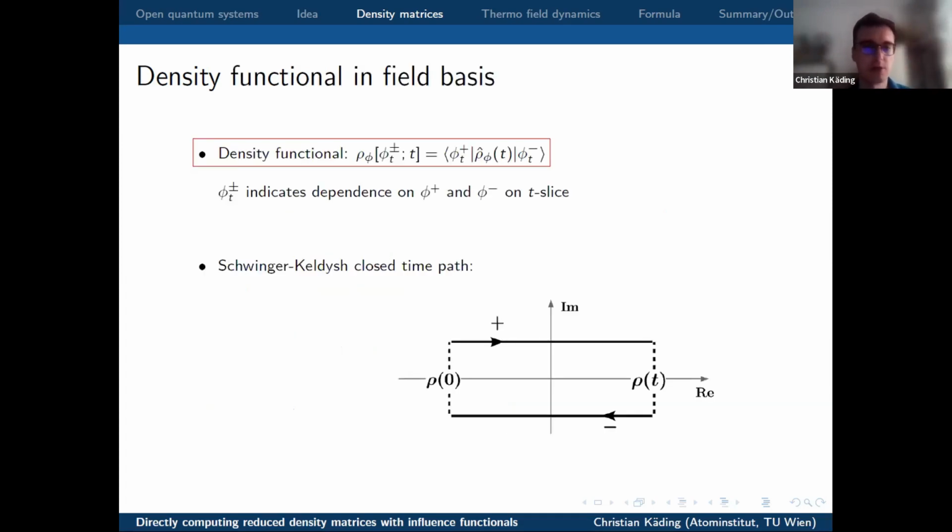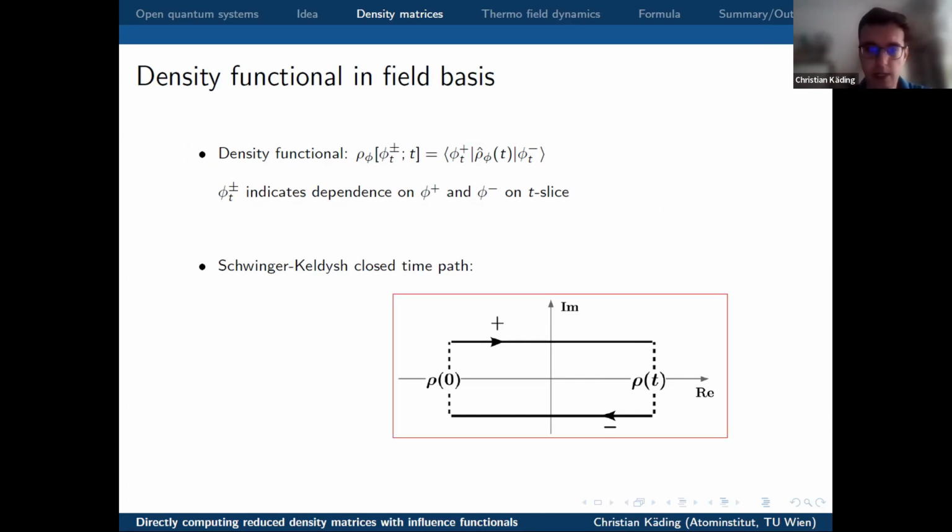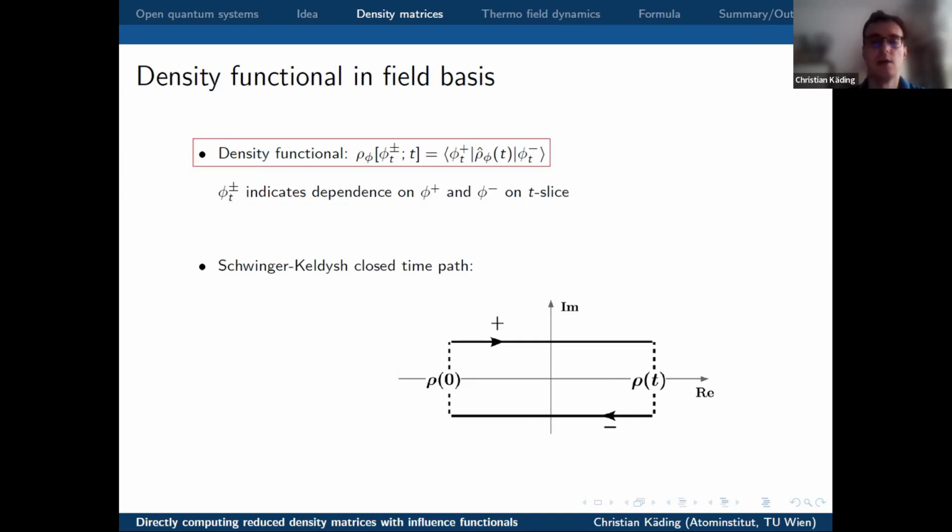From the literature, for example from Professor Hu's book, we find that the density functional in the field basis can be given in this way. It's defined in the Schwinger-Keldysh closed time path formalism. So you have phi plus and phi minus fields.